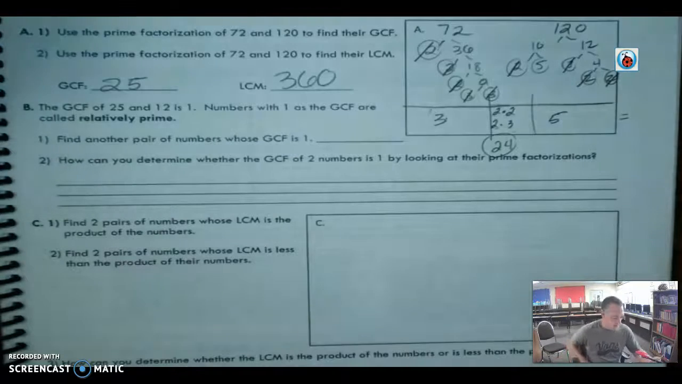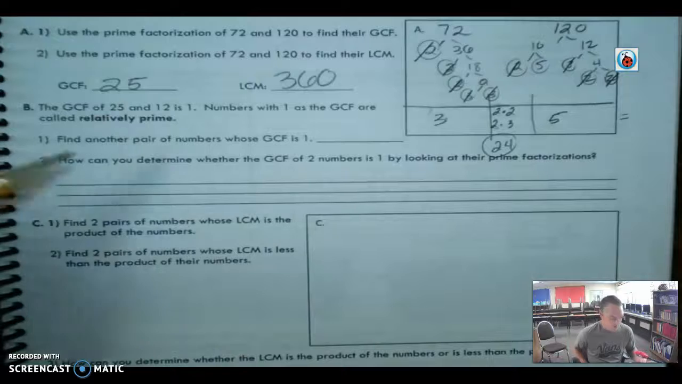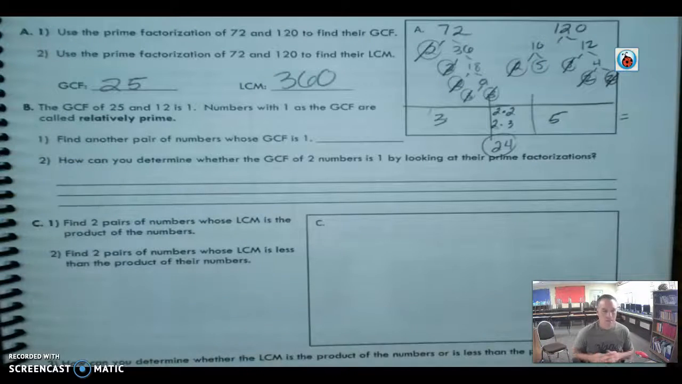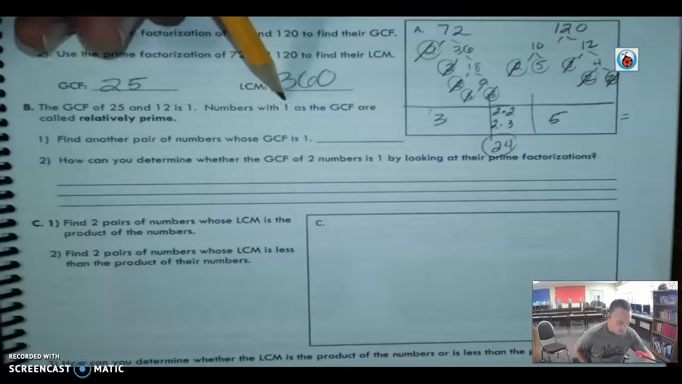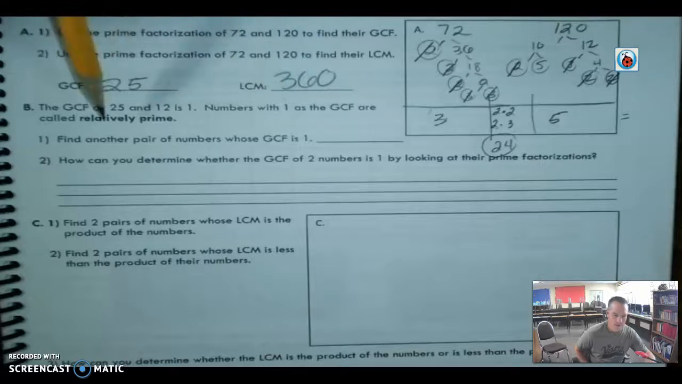Alright, so there's another vocabulary word that you could be introduced to. It's called relatively prime, which means that they don't have a lot of factors. So 25 and 12 are considered relatively prime because they only share a factor of 1. The greatest factor that 25 and 12 share is the number 1.